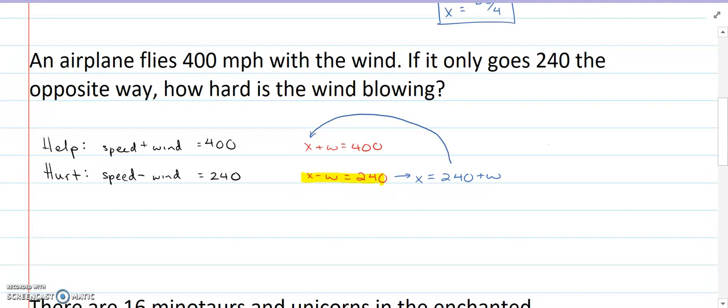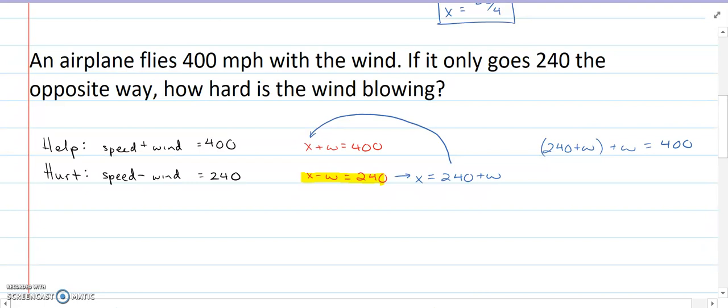Substitution says 240 plus w plus w equals 400. Combine your like terms. Subtract some stuff away. Divide. The wind is blowing 80 miles an hour.